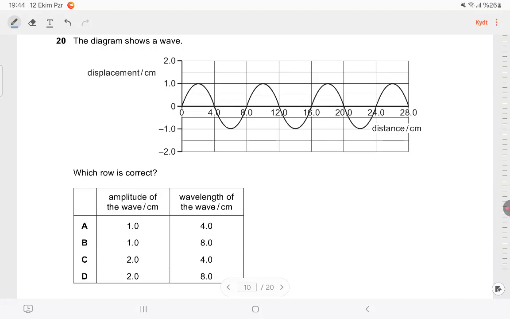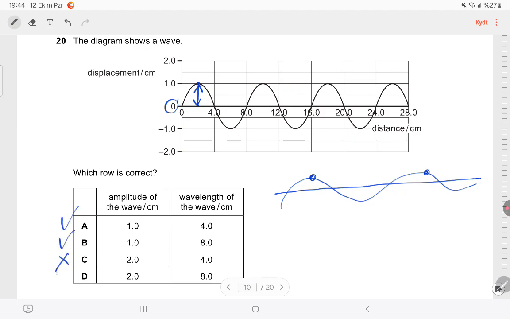Amplitude was the distance between the peak point, as you know, the peak point is the top point of the wave, and the equilibrium line. So here you see that the equilibrium passes through the zero and the peak point is this one. So the distance between the peak and the equilibrium line is 1 centimeter. So the amplitude is 1. We will go with A or B. So C and D are incorrect answers.